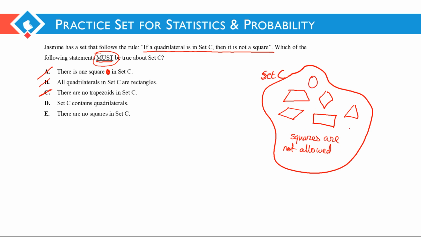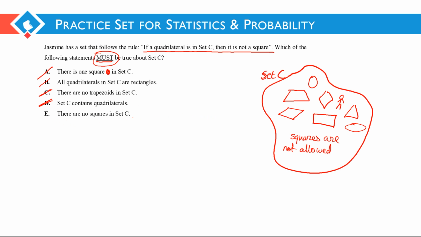You can have circles. You can have ovals. You can have all kinds of shapes. You can even have people. Let's say you have a group of people, or a person in here. So you can have anything. The only thing we know is that if a quadrilateral is in set C, then it is not a square. So squares are not allowed in here. So D is obviously incorrect because it can contain quadrilaterals.